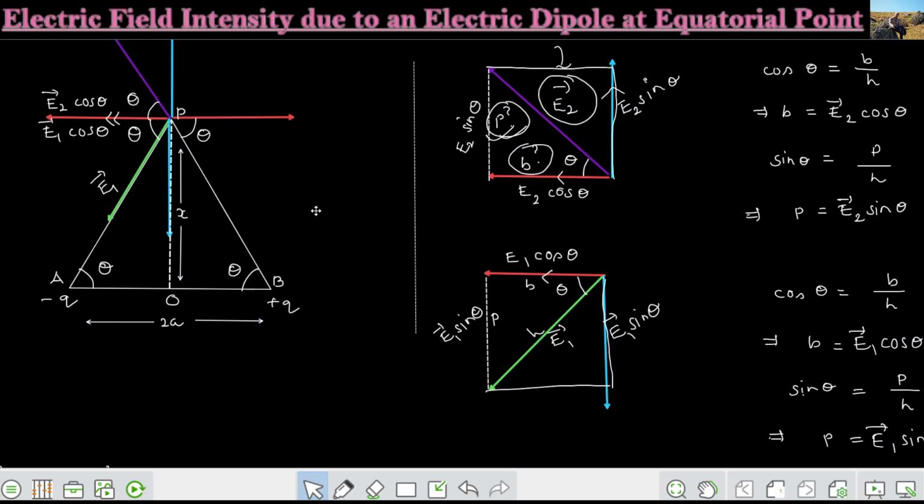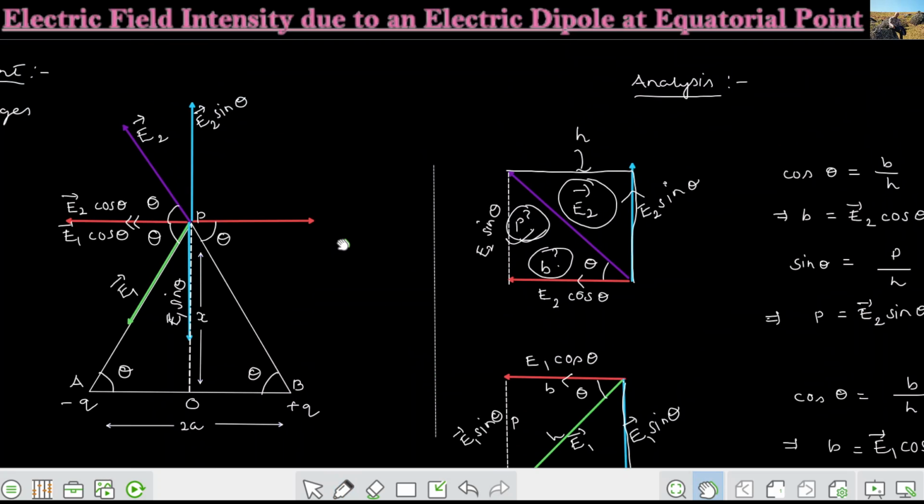The value of this one is E1 sin of theta, acting in the vertical downward direction. But when you look closely at this figure, this E2 sin of theta and this E1 sin of theta are oppositely directed. When they are oppositely directed, they will cancel each other's effect. So there will be no electric field along the vertical direction if you take point P on the equatorial ring.